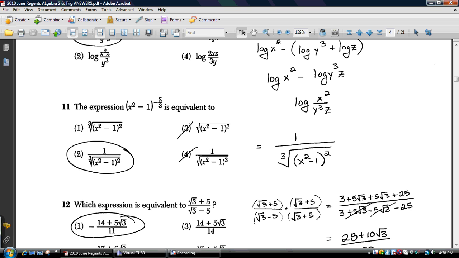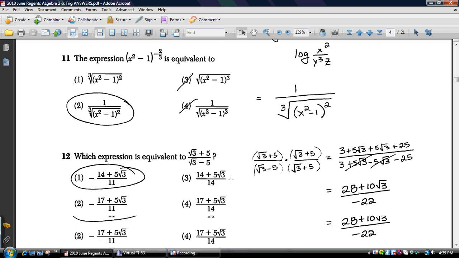This question right here, the first thing you want to do is whenever you have a negative exponent and you want to look at it in positive form, you just rewrite it as its reciprocal. So this quantity right here gets rewritten as 1 divided by x squared to the 2/3, and 2/3, this is the exponent, this is the index, it's just the cubed root of x squared minus 1 squared. So it's that one right there.